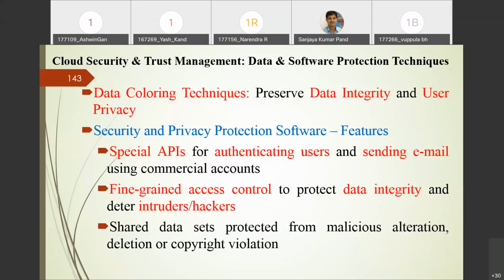So the data sets are protected from malicious alteration. If you have installed a particular software where you have the licensed version, you can say that it is more secure in comparison to the non-licensed version, right?